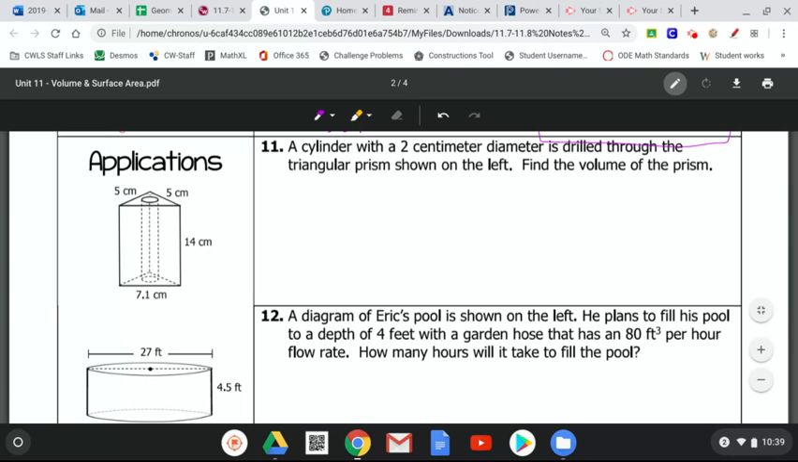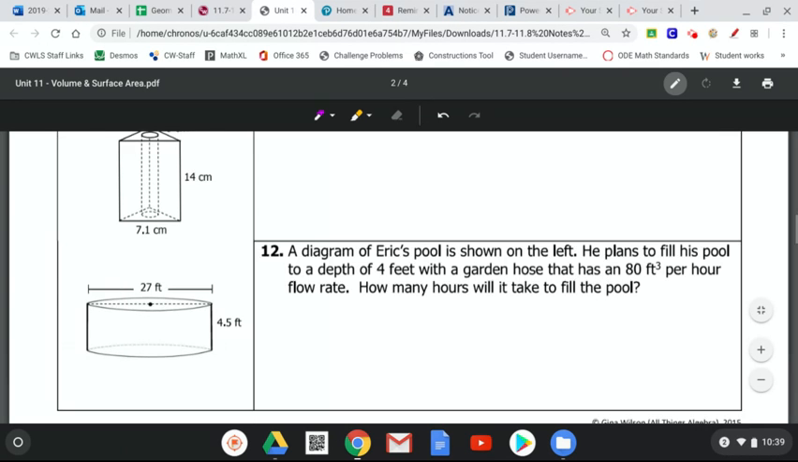Moving on to some application. So the one that I want to do is number 11, because I think 11 is a little bit tricky, where 12 isn't too bad. I kind of want you guys to try number 12 on your own.